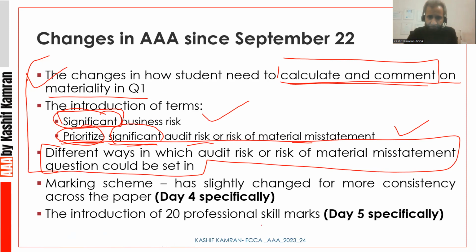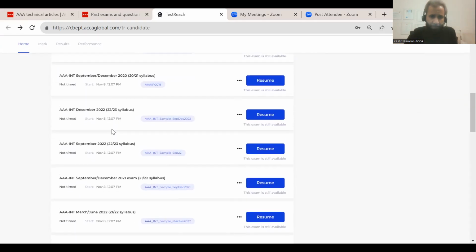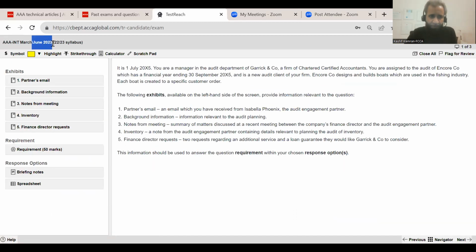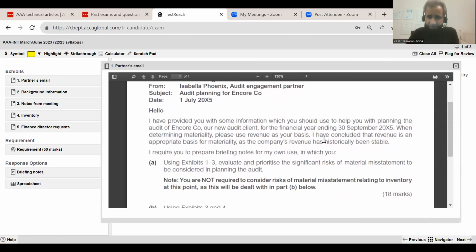So let's go back to the practice platform and open the June 23 paper now. In the June 23 paper, the latest one, if I can just resume that. I hope you can see that in front of your screen now. If you open up the partner email, lots of things will be similar. Again, the partner email in the June 23 paper says, I have concluded that revenue is an appropriate basis for materiality as the company's revenue has historically been stable. So see, in this question, the partner wants the materiality to be based on revenue. He thinks revenue is an ideal basis for determining the materiality.